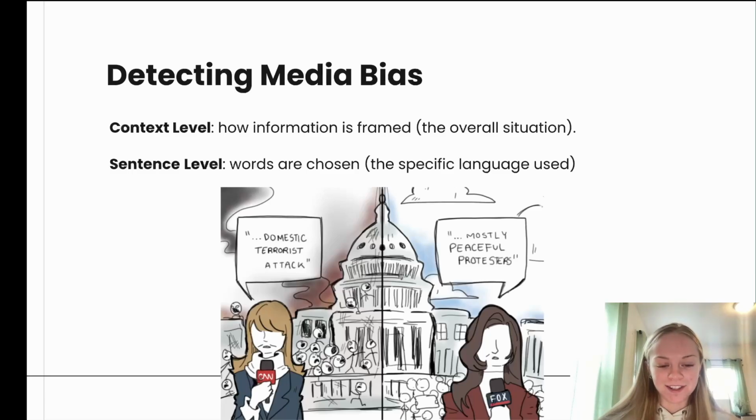In this image on the bottom here, this is focused on the sentence level wording used and how it changes how we perceive the topic. On the left here, they're talking about a domestic terrorist attack. And on the right, they're talking about a mostly peaceful protest. These two different languages can be used to describe the same topic, but give very different meaning. So understanding how to detect these differences and see both sides of the story to get a full picture and really understand the true meaning behind this and be able to understand where bias is coming from.